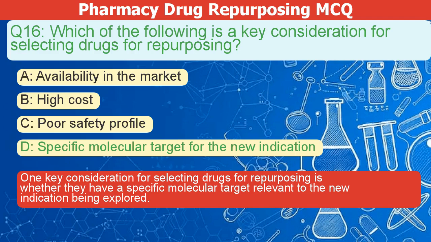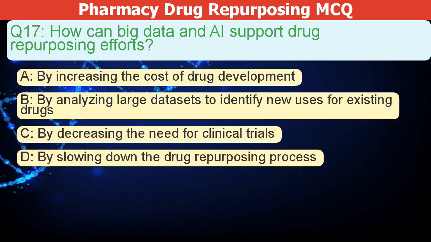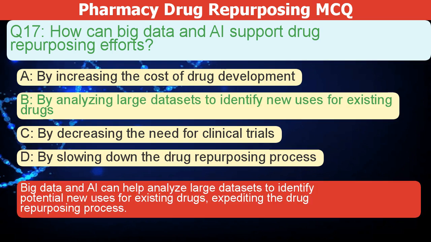indication being explored. How can big data and AI support drug repurposing efforts? A. By increasing the cost of drug development. B. By analyzing large datasets to identify new uses for existing drugs. C. By decreasing the need for clinical trials. D. By slowing down the drug repurposing process. The correct answer is B. Big data and AI can help analyze large datasets to identify potential new uses for existing drugs, expediting the drug repurposing process.